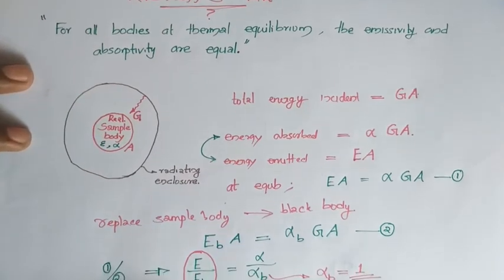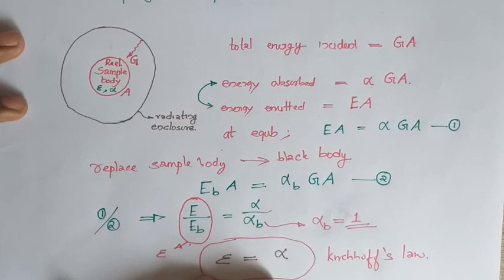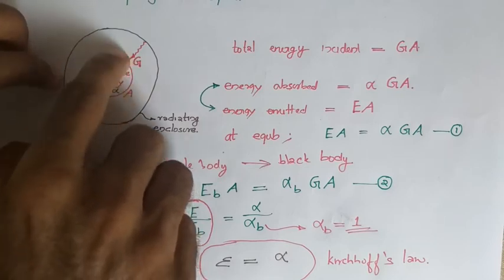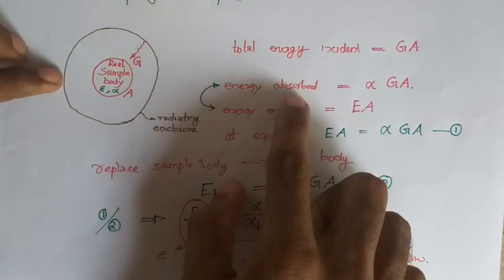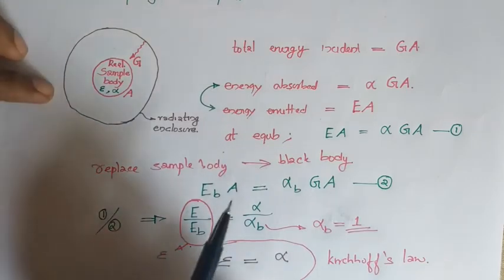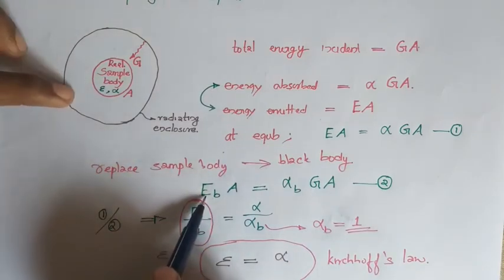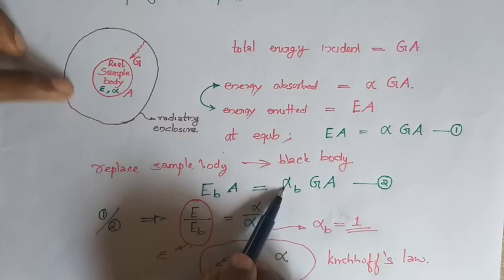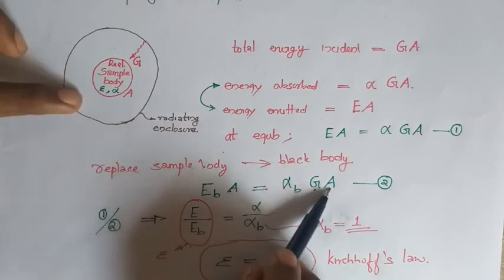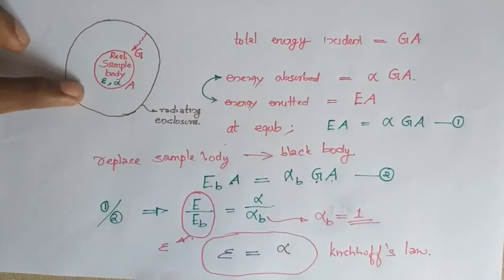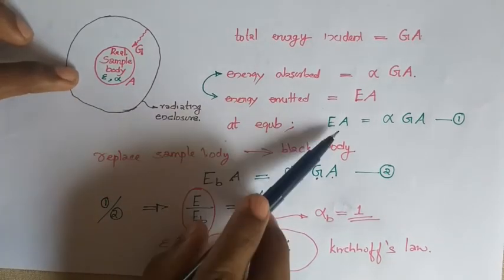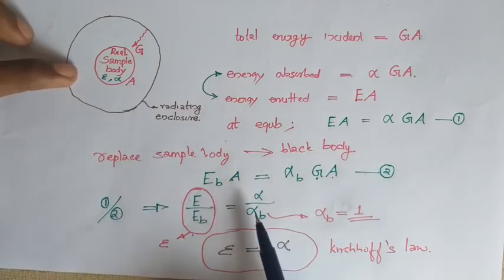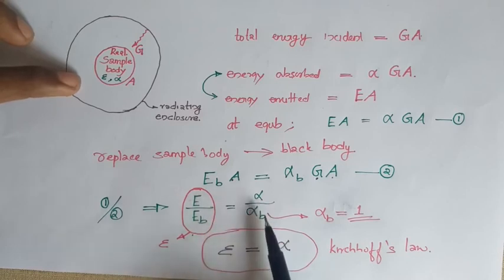Now we will be replacing this real body by a black body. So this sample real body will be replaced, and a black body will be kept in this space. Again, you can write the energy absorbed and energy emitted by the black body. The energy emitted by the black body can be written as EB, the emissive power of the black body, into total area, equal to the energy absorbed, which is the absorptivity of the black body into G into A. This equation I will be calling 2. Now I will be taking the ratio of equations 1 and 2. Then on the left hand side, E divided by EB, equal to, since G and A are common for both 1 and 2 on the right hand side, alpha divided by alpha B.